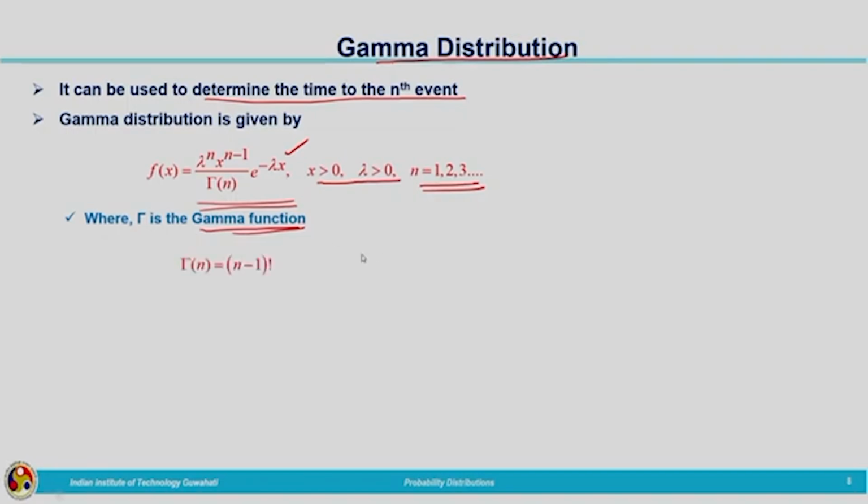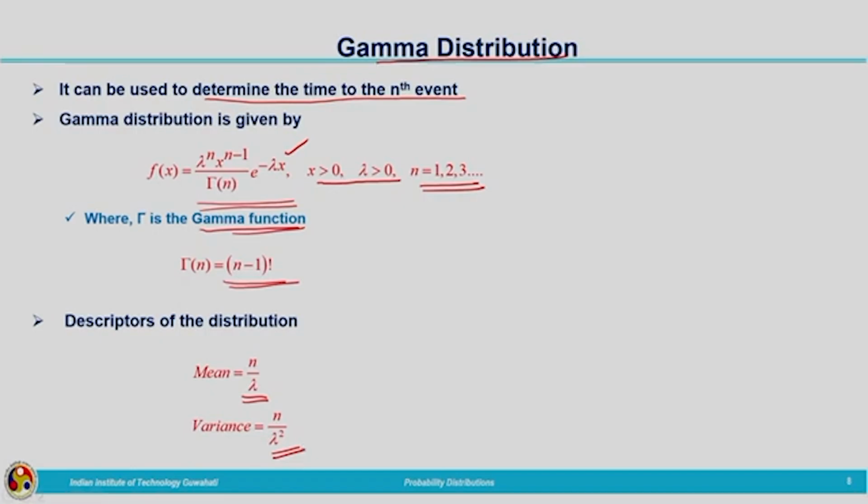So, gamma n is given by n minus 1 factorial. Gamma n value, if n is an integer, we can calculate it by taking the n minus 1 factorial. And the probability density function can be obtained by means of this expression given by f of x. Now, coming to the descriptors of the distribution, for gamma distribution mean is given by n by lambda and corresponding variance is given by n by lambda square.